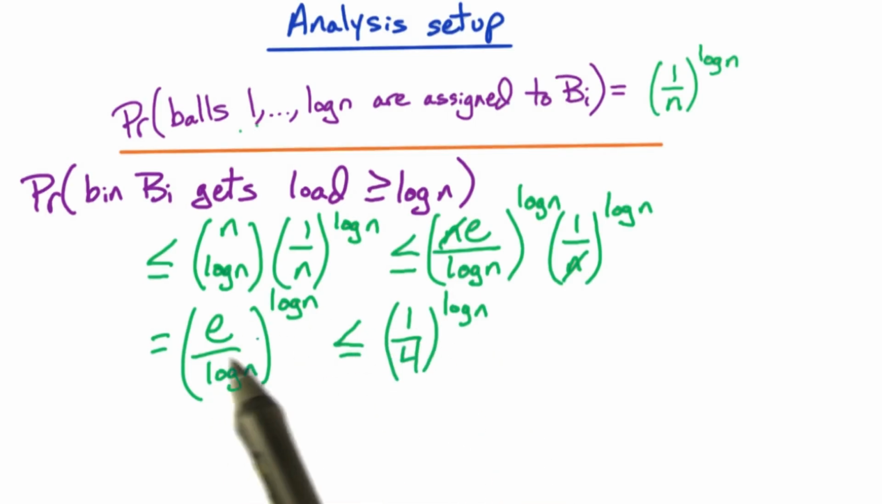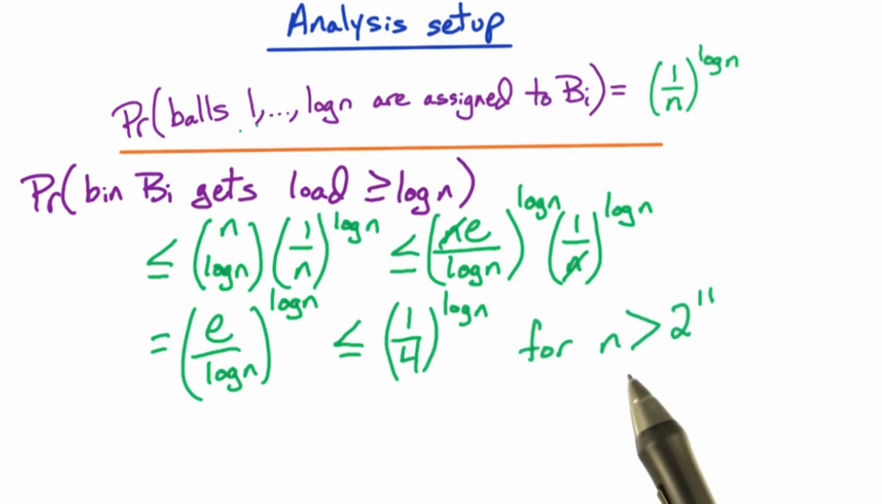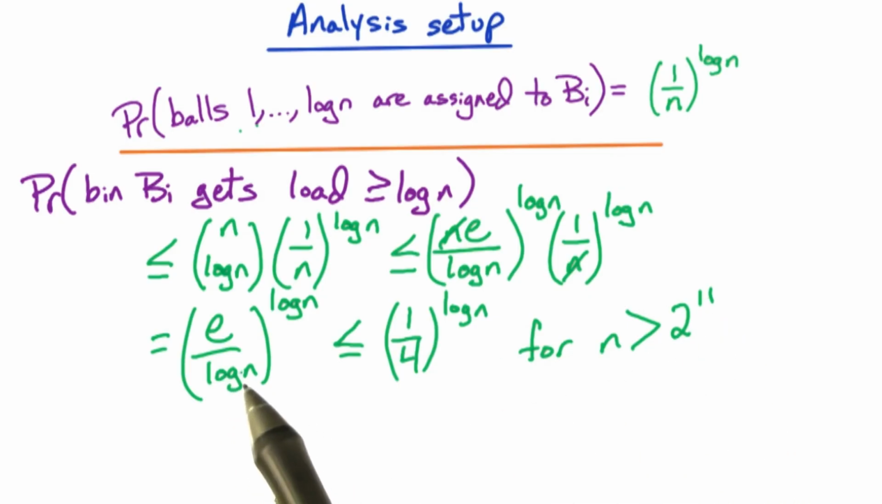Now what is the bound that we used here on n? We used the fact that log n is bigger than 4 times e. When is that true? That's true when n is big enough. In particular, if n is bigger than 2 to the 11th, then log n is bigger than 4 times e, so we can replace e over log n by 1/4.